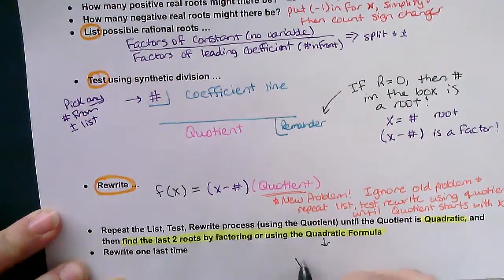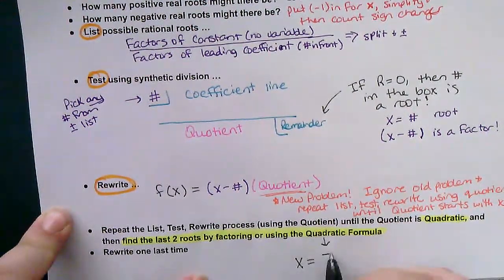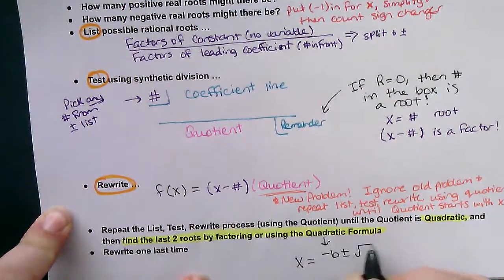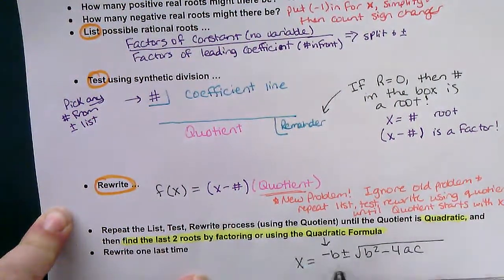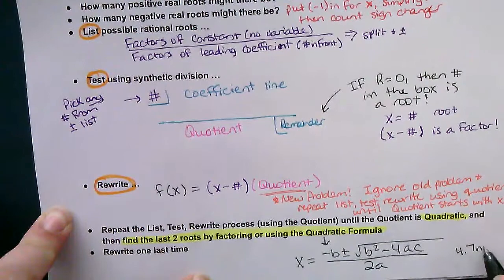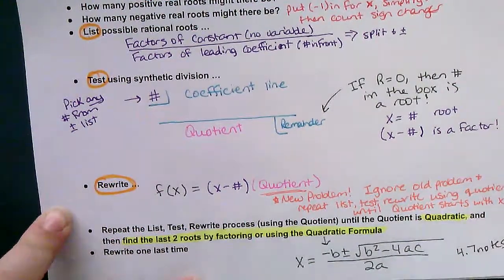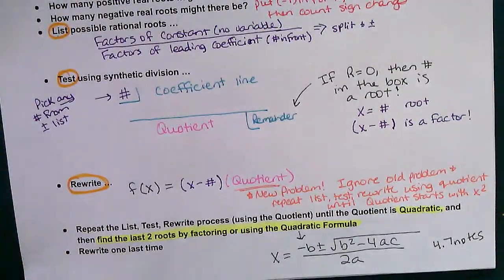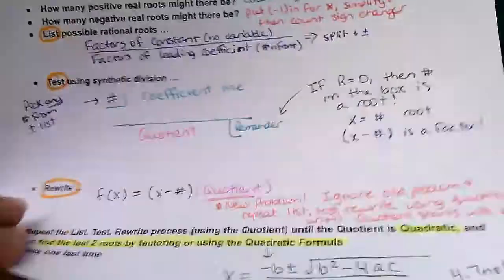Let me write it down here real quick. It's x equals opposite b plus or minus the square root of b squared minus 4ac, divided by 2a. And if that sounds familiar, it should. It's from your 4-7 notes. Okay, 4-7 notes. That's when we learned the quadratic formula. All right, let's flip this over and try some of these.